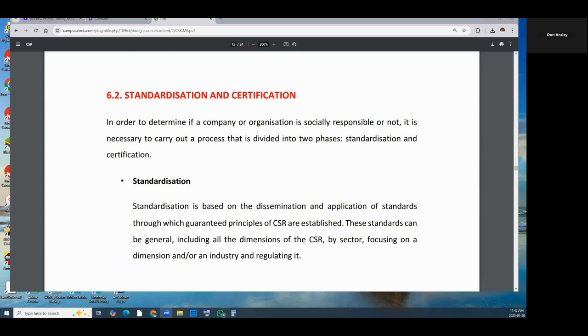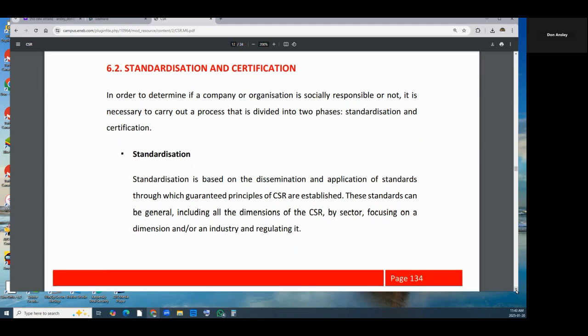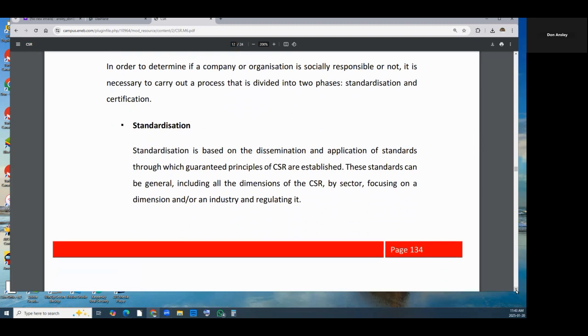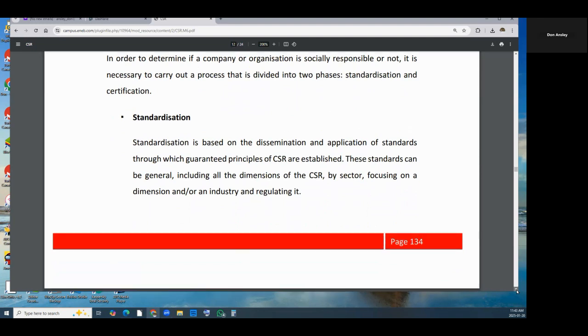Standardization and certification. In order to determine if a company or organization is socially responsible or not, it is necessary to carry out a process that is divided into two phases: standardization and certification. Standardization is based on the dissemination and application of standards through which guaranteed principles of CSR are established. These standards can be general, including all the dimensions of CSR, or by sector, focusing on a dimension and/or industry and regulating it.